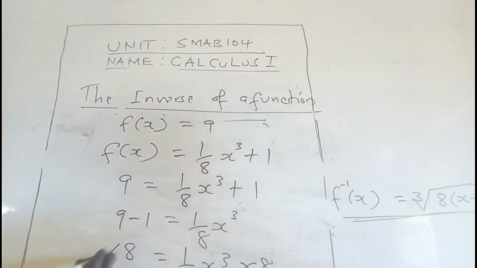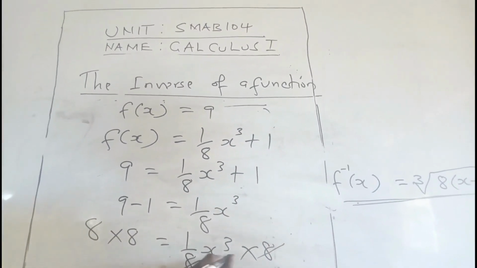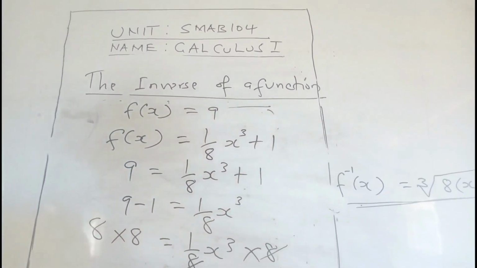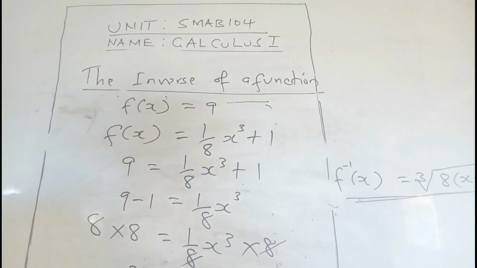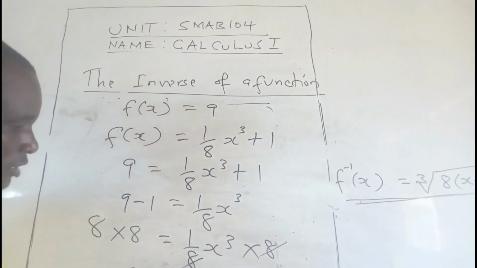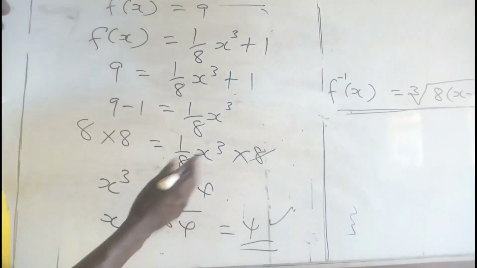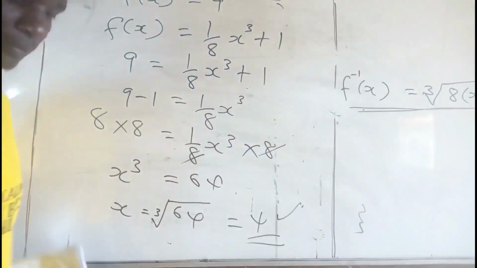Multiply both sides by 8 so as to get x cubed, which is equivalent to 64. If I want to get the value of x, I'll simply get the cube root. So x will be the cube root of 64, which still gives me 4. So this proves that we can at times use the inverse to find the domain of a function.